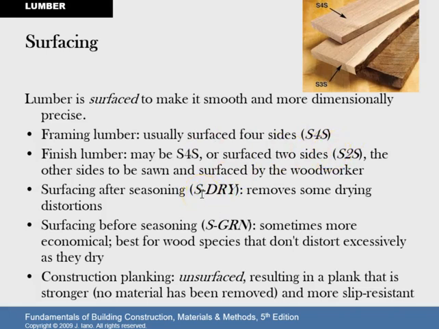Then there's also surfacing that happens after the drying, and then it removes the drying distortions. So this is surfacing after the drying, and this is before the seasoning actually occurs, before the drying. So this is sometimes more economical, best for wood species that don't distort too much when they dry. There's some distortion that happens to wood when it dries out, and if this surfacing happens after that seasoning or drying, then that surfacing has the opportunity to remove any distortions that did occur. And then construction planking is just completely unsurfaced. That's what we see here at the bottom right.